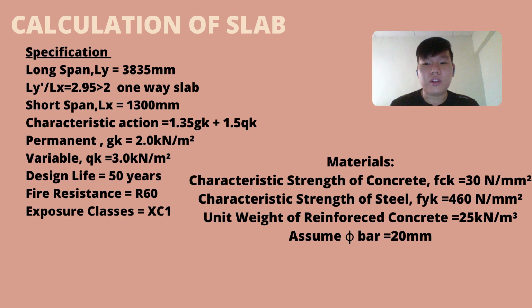While for the material, the strength of concrete FCK is 30 Newton per millimeter square, and the characteristic strength of steel FYK is 460 Newton per millimeter square. While the unit weight of reinforced concrete is 25 kilonewton per meter cube, and assume bar is 20 mm.